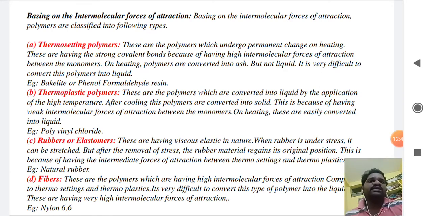Because of this specialized character, thermosetting polymers are not converted into liquid by the application of heat or high pressure. When we apply more and more temperature to the thermosetting polymer, it is readily converted into ash. So these are the polymers which are not converted into liquid very easily. The best examples of thermosetting polymers are bakelite and phenol formaldehyde resin.